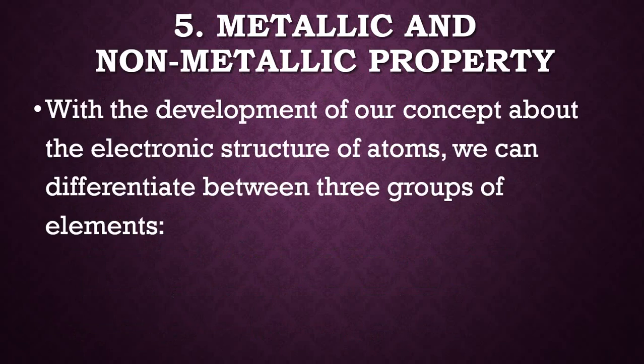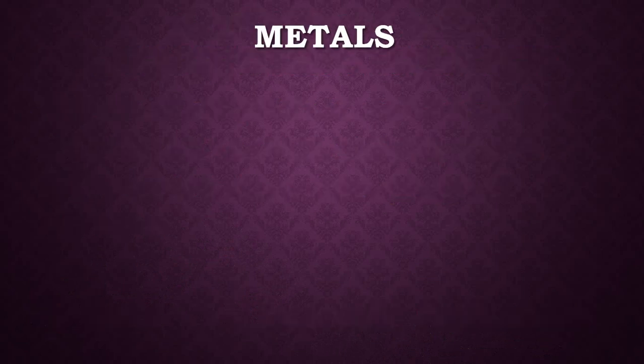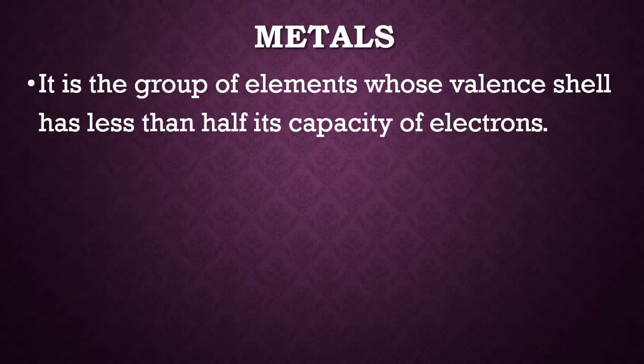With the development of our concept about the electronic structure of atoms, we can now differentiate between three groups of elements. These three groups of elements are metals, non-metals, and metalloids. Let's start talking about metals.